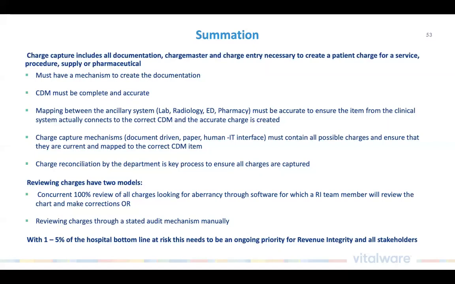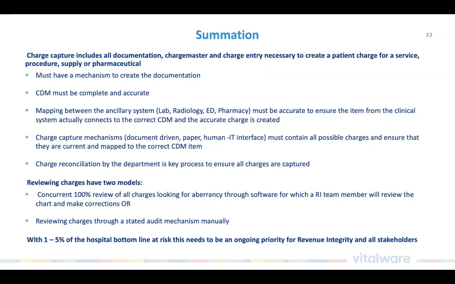The charge capture mechanisms must contain all possible charges, and charge reconciliation is key to ensuring the charges are captured. And we have one of two models, the concurrent 100% review, which the RI team monitors every day and then works the bigger patterns of behavior with the goal of alleviating the net revenue that you find in the system. You don't want to keep finding net revenue. That means you've got holes in your charge capture system. You want to decrease that to make sure that the claim goes out the door clean, and your cash flow is enhanced.